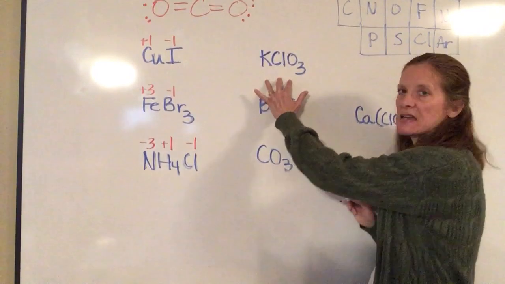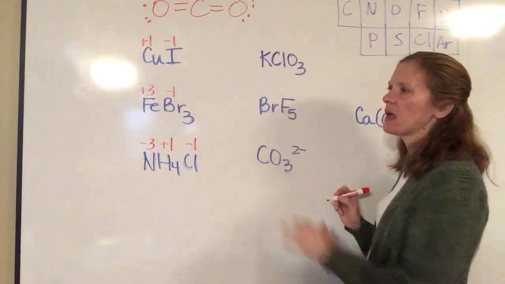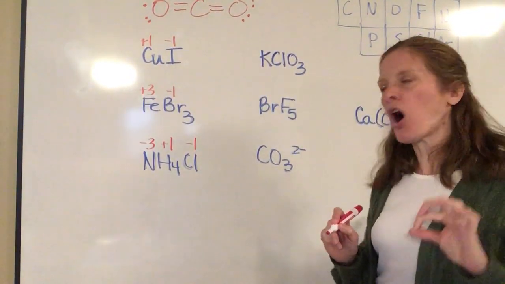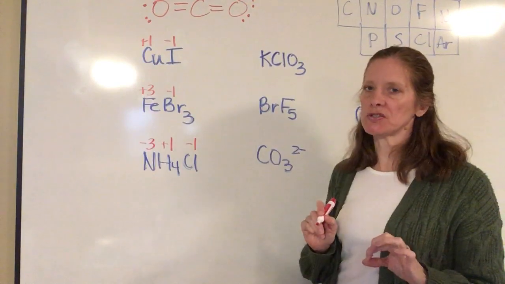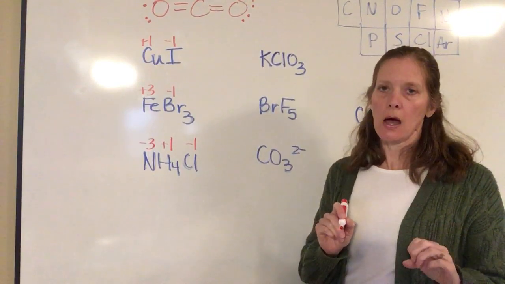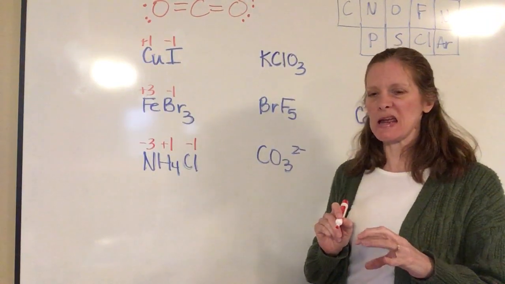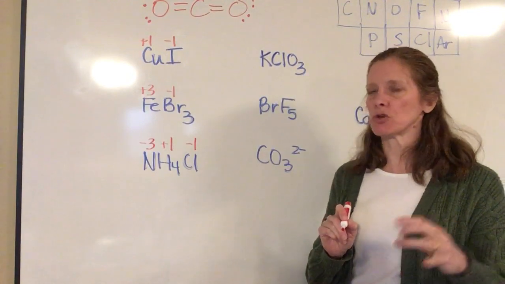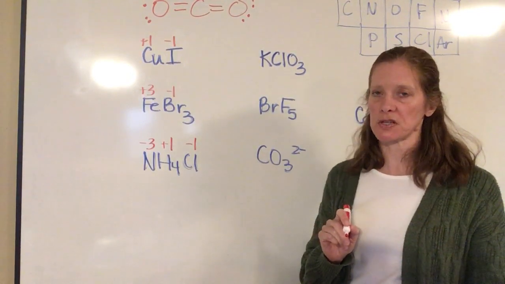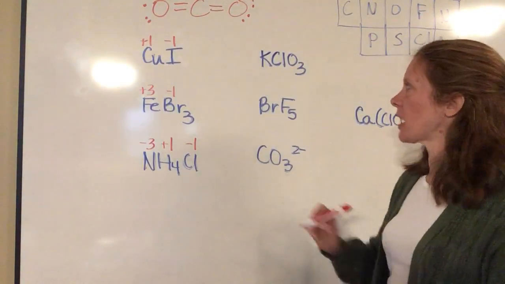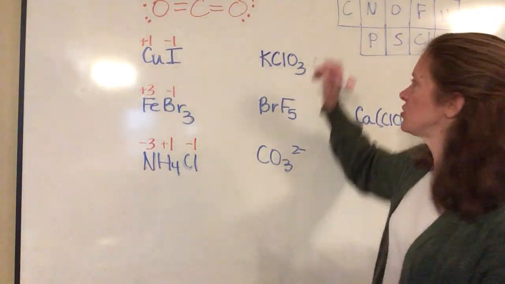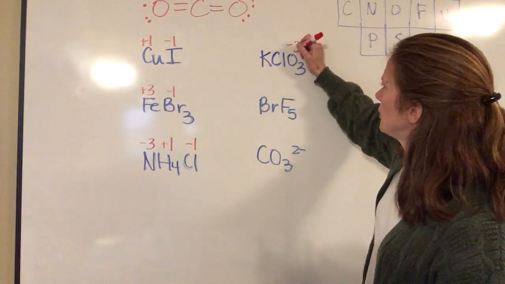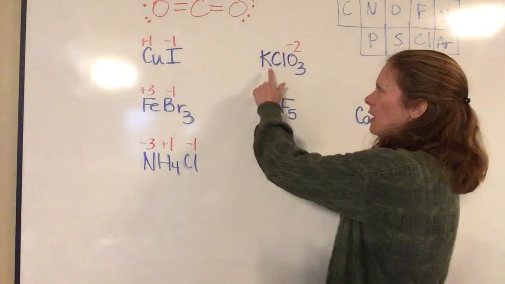Let's look over here at KClO3. Oxygen almost always has an oxidation state of -2. There is an exception where if it's in hydrogen peroxide, it has a slightly different oxidation number, but most of the time, oxygen's going to have an oxidation state of -2. So I'm going to put a -2 up here.